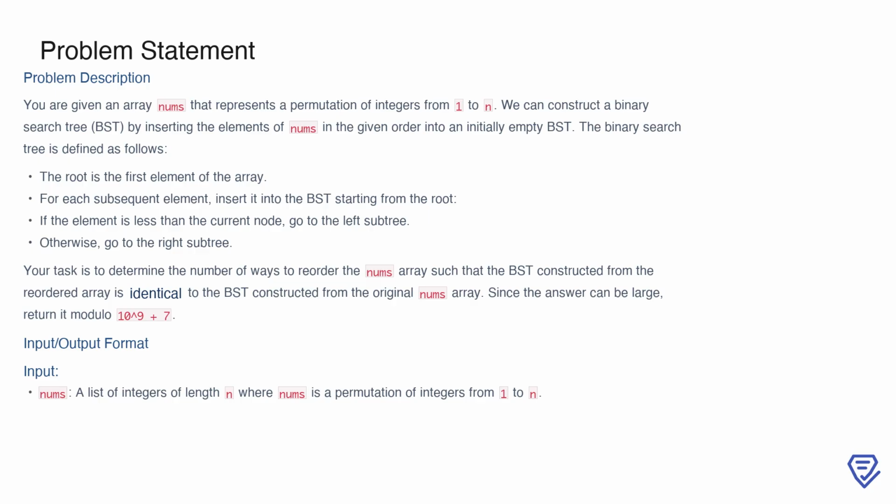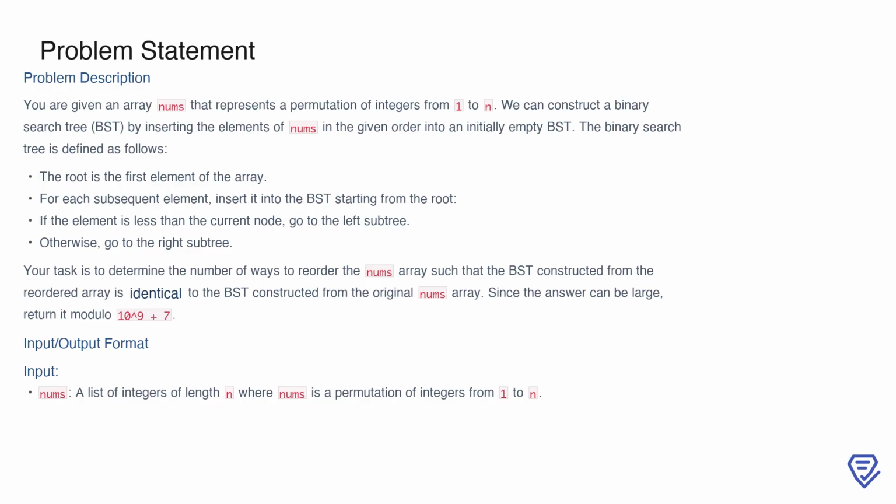In this problem, you are given an array called nums, which is a permutation of integers from 1 to n. Using this array, we can construct a binary search tree, or BST, by inserting the elements into an empty tree in the order they appear in nums. The first element in the array becomes the root of the tree, and each subsequent element is inserted according to the BST property. If the current element is smaller than the value at the current node, it goes to the left subtree, otherwise, it goes to the right subtree.